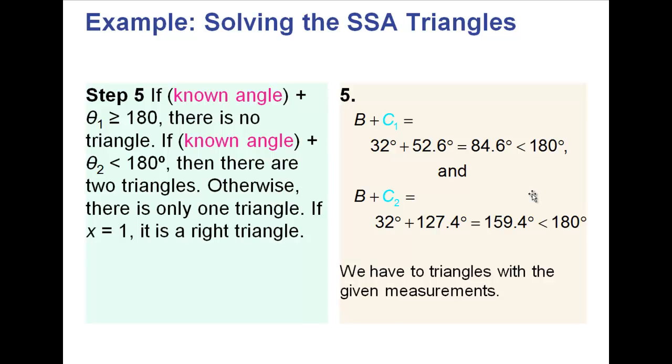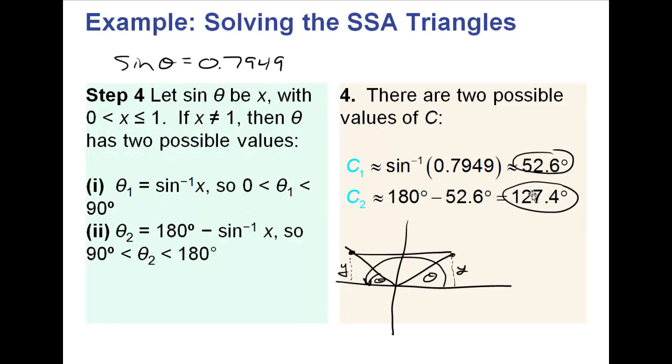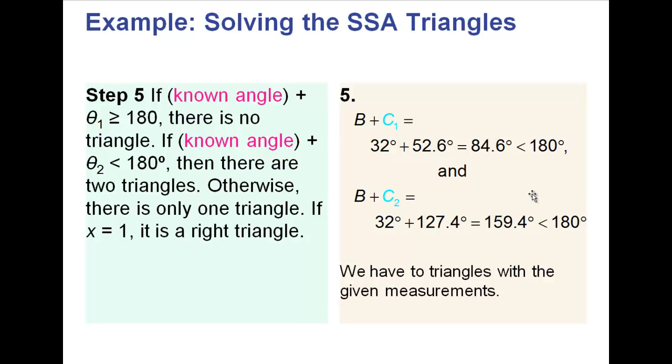Once we found our two angles, remember 52.6 and 127.4. If you recall, and if you don't, you can go back up and see that the other angle B was given as 32. When we add those two together, they're less than 180 in both cases, so both of them are legitimate, right? They're possible. We can actually create a triangle with those.